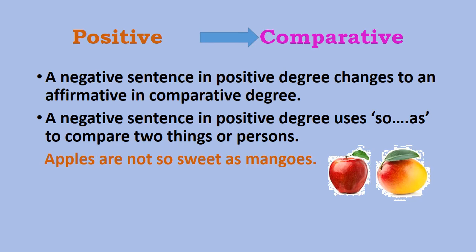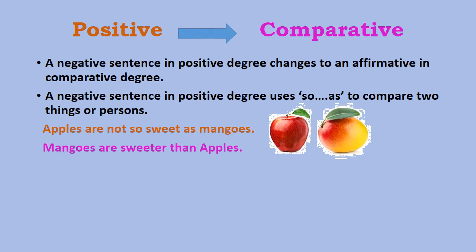So, our sentence will start with mangoes. Mangoes are sweeter than apples, because apples are not. It is a negative sentence. We changed the comparative one into an affirmative. So, our sentence becomes: mangoes are sweeter than apples. Let us see one more example.